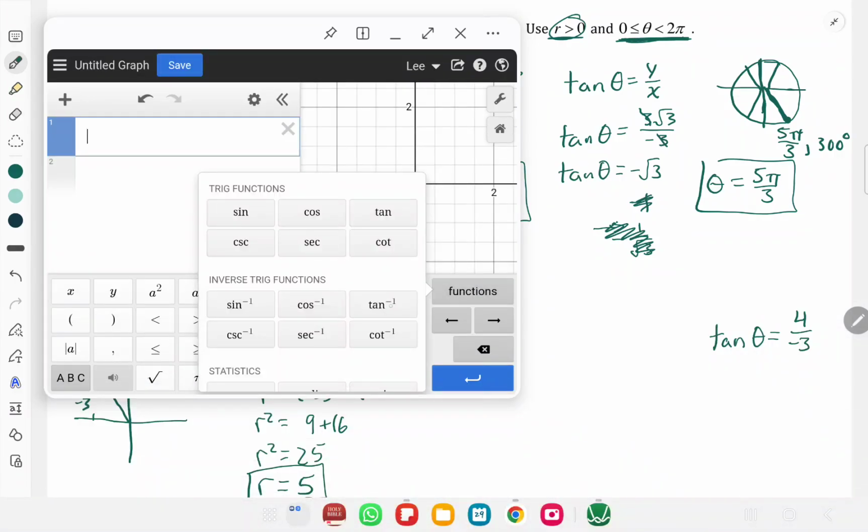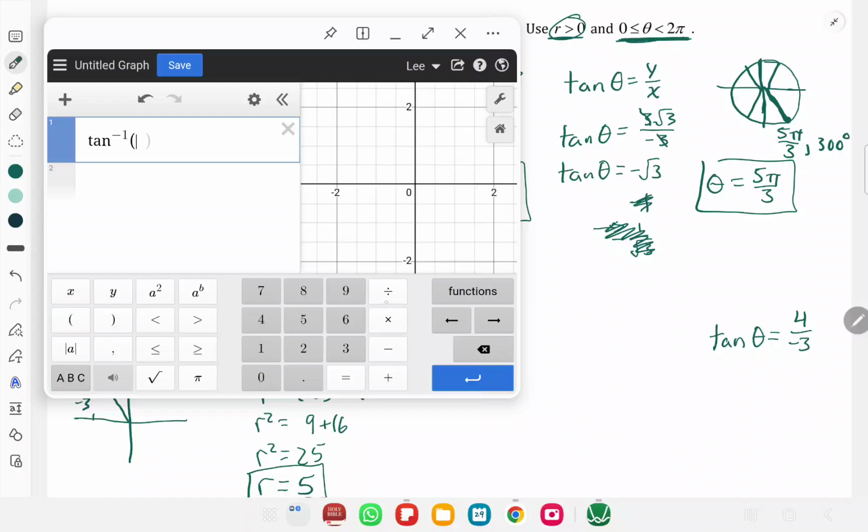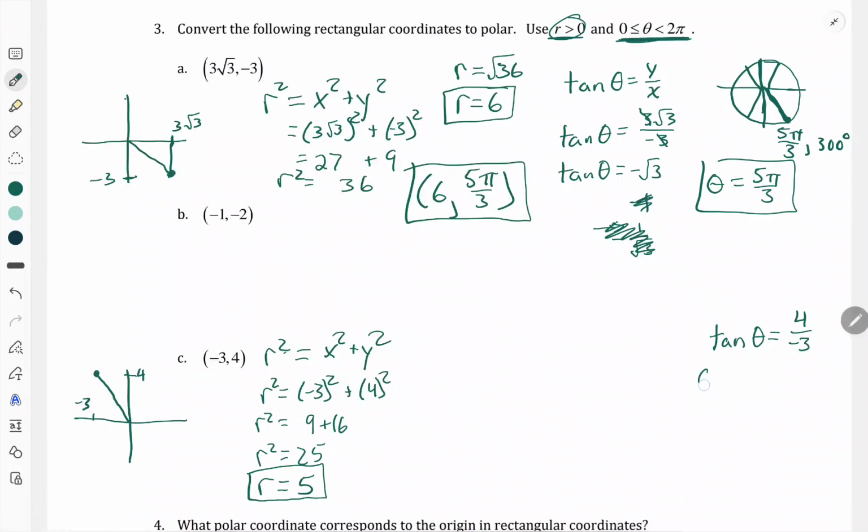So I'm going to go to functions. There's an inverse tangent right here if you don't want to type it all the way in. And then I'm going to do -4/3. Right? So -4/3. That will give me some value there. So that's going to give me this -0.927 number. This is not the final angle I'm looking for, but I'll go ahead and write it.